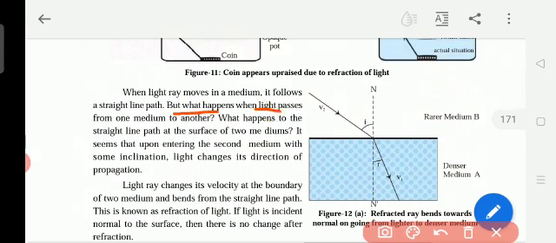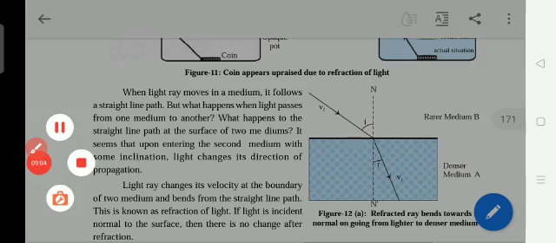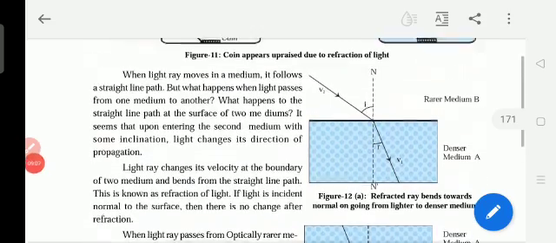What happens to the straight line path at the surface of the two mediums? This is the surface of the two mediums. Upon entering the second medium with some inclination, meaning bending, light changes its direction of propagation. So when light travels from one medium to the other, some inclination, some bending is there, and it also changes its propagation. The speed of light also changes. Why it is happening, we will see in the next video.